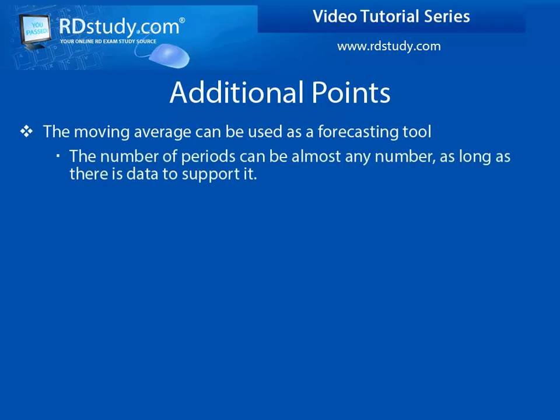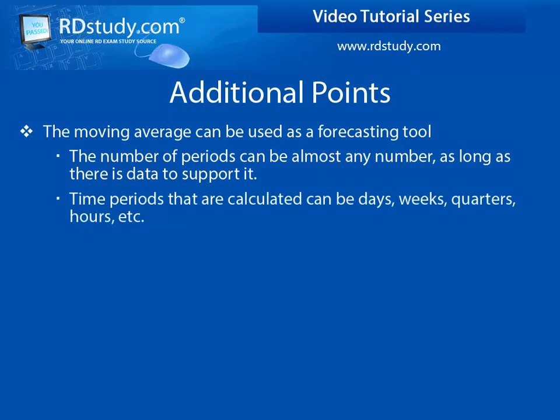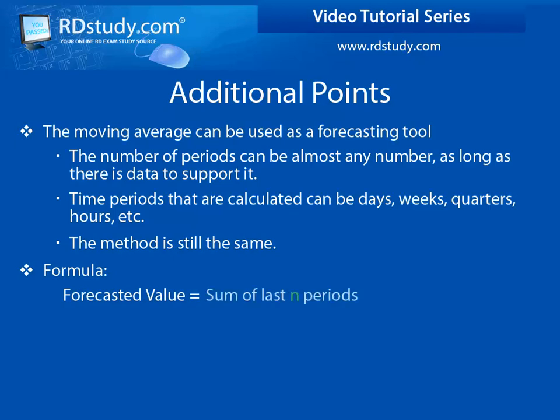The number of periods that are used to calculate the moving average can be almost any value, as long as there is data to support it and it is feasible to determine it. The time periods can also vary greatly, as they can represent days, years, hours, minutes, business quarters, as examples. If the time frame is useful and there is data available, then it can be used to forecast. The method is always the same. The formula to forecast from a simple moving average is the forecasted value is equal to the sum of the last n periods divided by n, where n is the number of periods that are required.